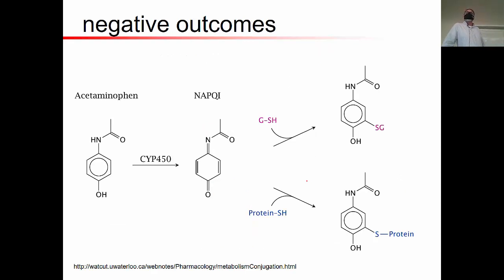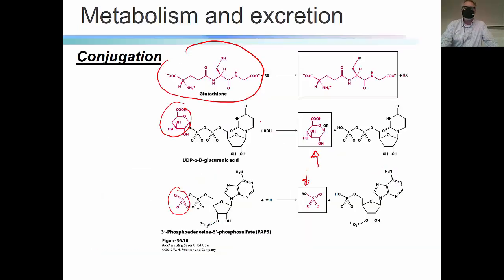Here's a negative outcome. This one is the big danger, the unknown danger. And so here we have acetaminophen. Acetaminophen gets modified a little differently, and it forms this complex here, this NAPQI. Now, in a perfect world, it will be conjugated to that sulfhydryl group of glutathione. The G is just representing glutathione, which is this compound here, okay?